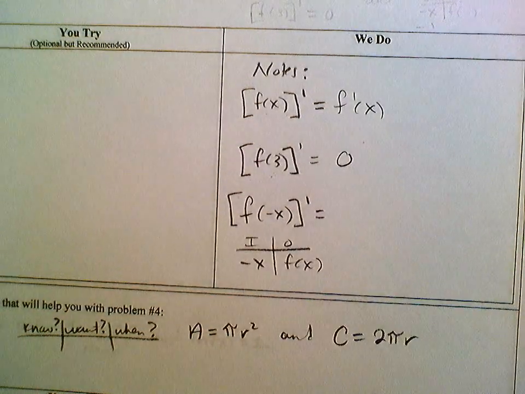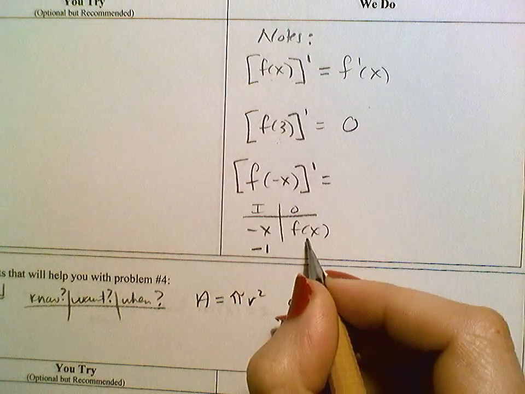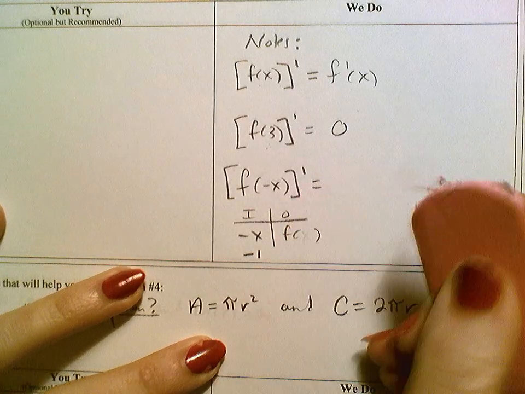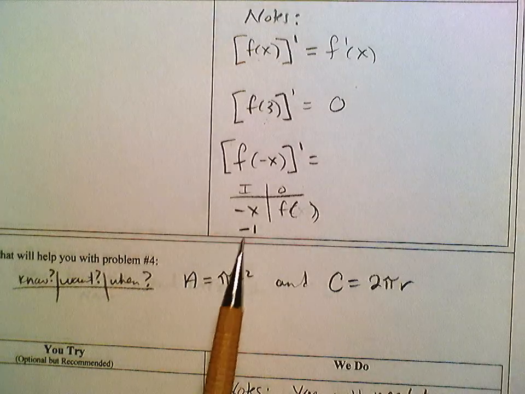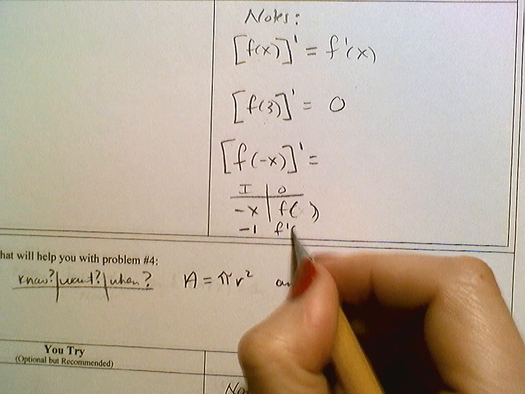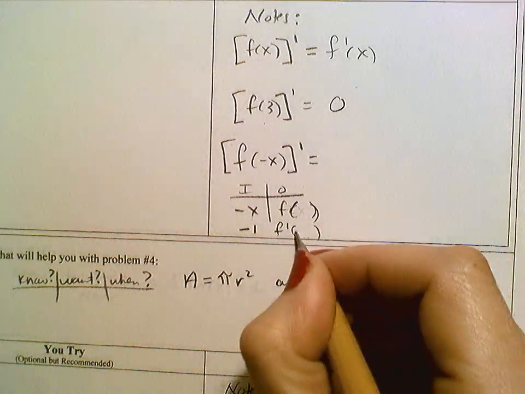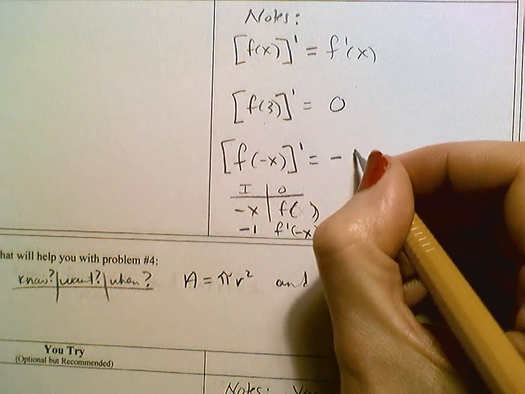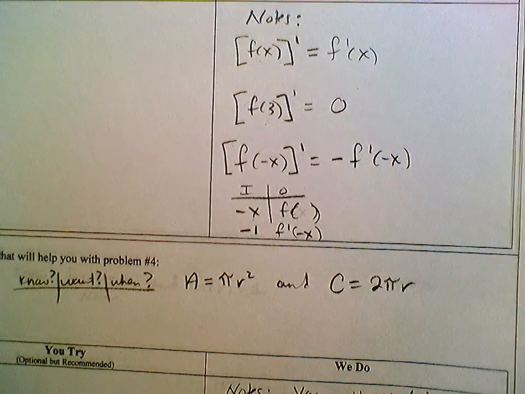Okay, and then f of x. So the derivative of this is negative 1. No, I'm sorry, that's bad. Blank. So the derivative of this is negative 1, and the derivative of this is f prime of blank, and then what goes back in here is the original. So this would be negative f prime of negative x. Okay, that's all I'm going to say about that.